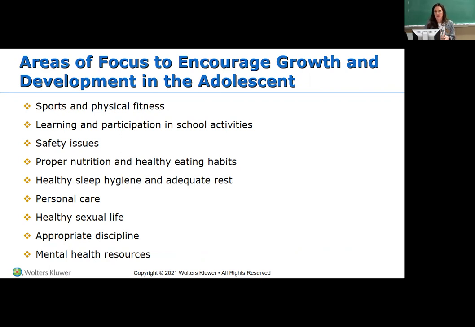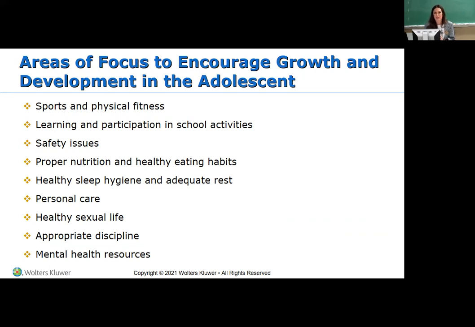We want to explain to them things that are normal versus what are abnormal, and then make sure that they've got all of the resources that they need, even if that is to take them to a health department or an OBGYN or their pediatrician and talk to them about sexual health. They need to have the appropriate discipline. It's not appropriate to put a 17-year-old in a corner. Okay, so we're not going to do that.